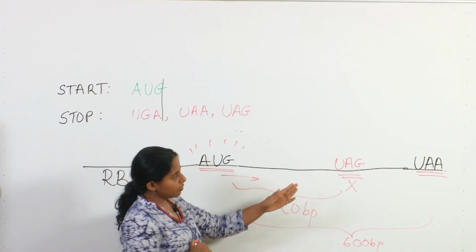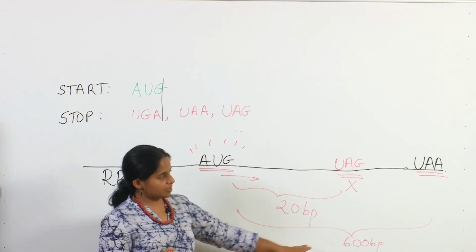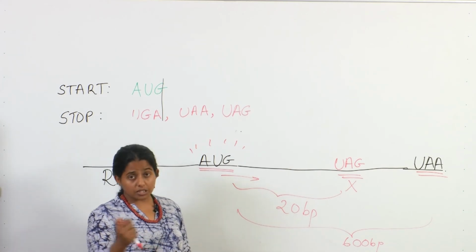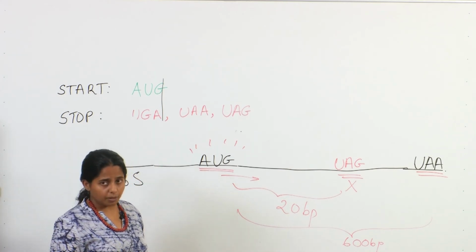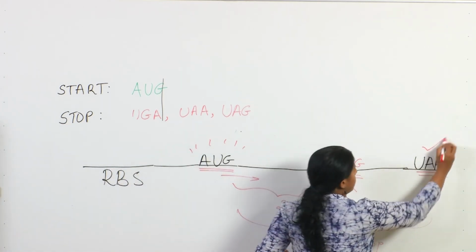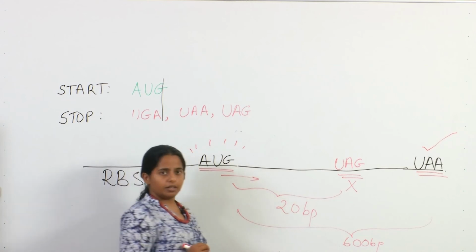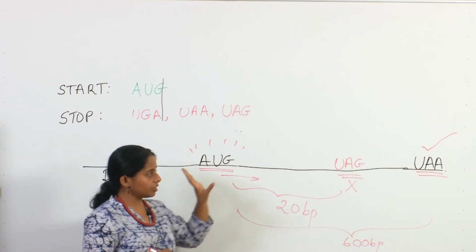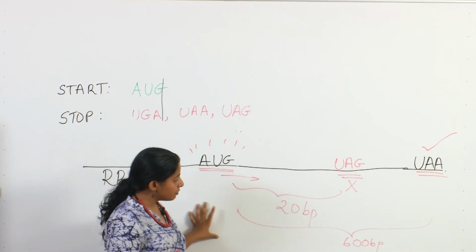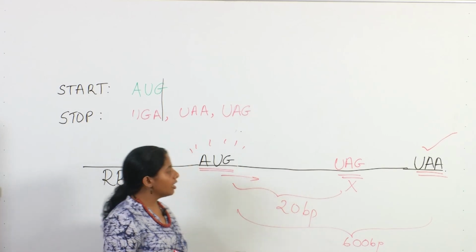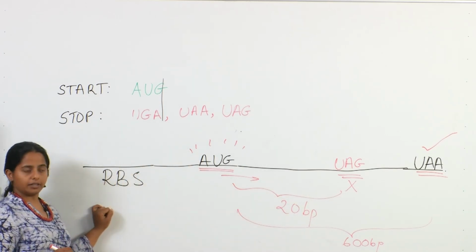Now if it looks at UAA, this is 600 base pairs away, so there are some 200 amino acids, which is a decent size for a protein. Thus it will say, okay, this might be my right stop codon. In the next step, once it has found a start codon, found the right stop codon, and confirmed that the base pairs between start and stop make sense, it will look for a ribosomal binding site.